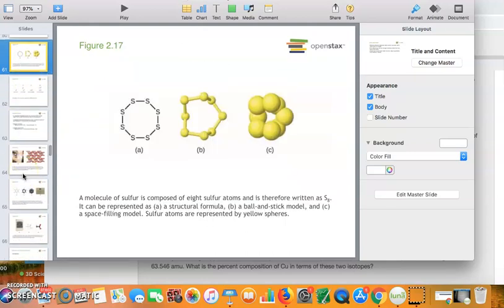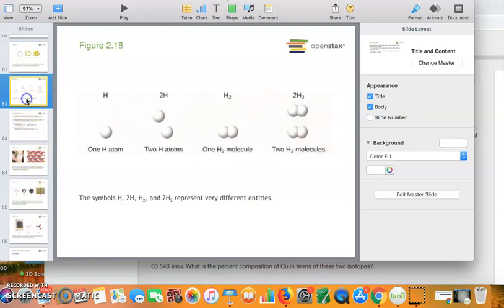All right, so here we said that sulfur exists as S8, and here we can see the structural formula represented, and then the ball and stick model. Of course, this is in 3 dimensions, so it's a lot easier to see in person because this is a flat surface. But anyways, you can see the geometry there, and then the space filling model as well.